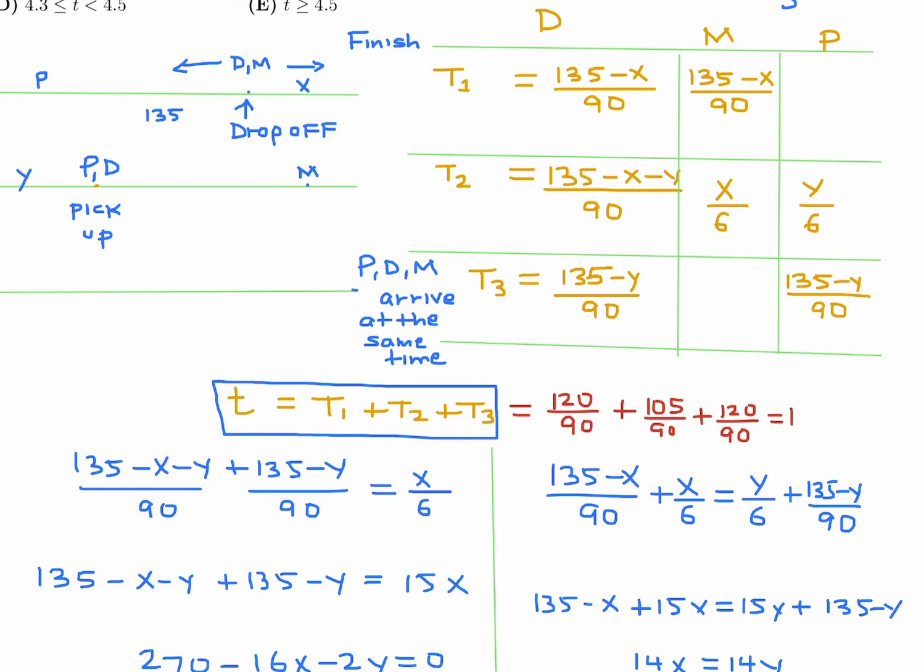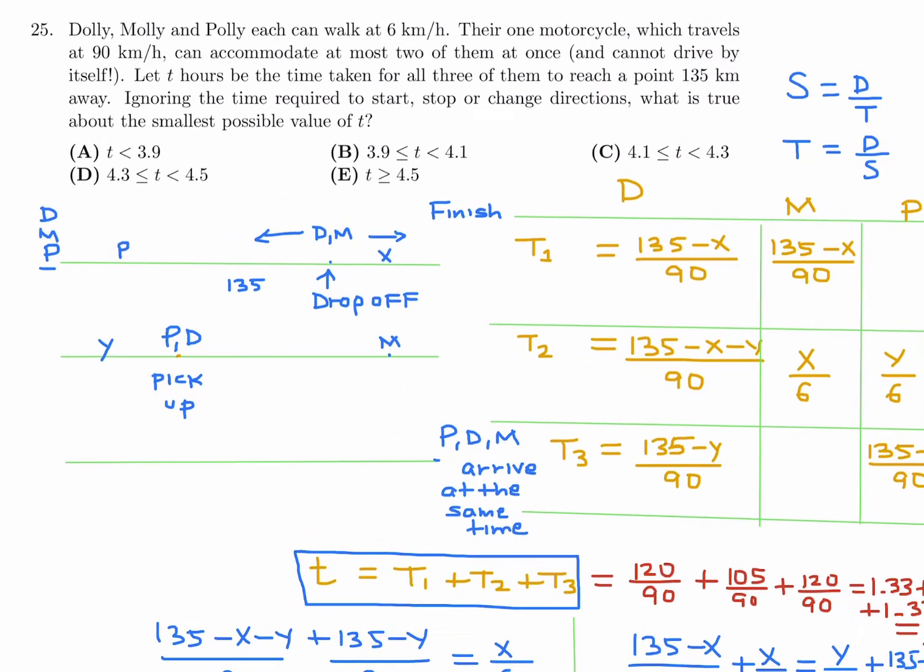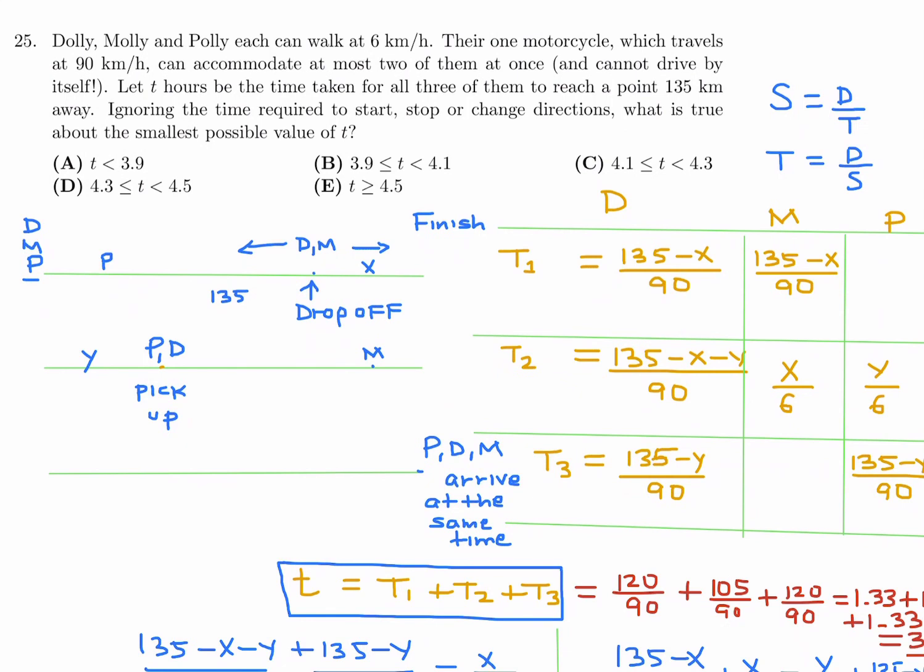And that is, in terms of decimals, 1.33 plus 1.166 plus 1.33, and if you add it all up, it's approximately 3.83. So that is the shortest. The strategy was to figure out the shortest, 3.83. And therefore, T would lie in which interval? A, right here.